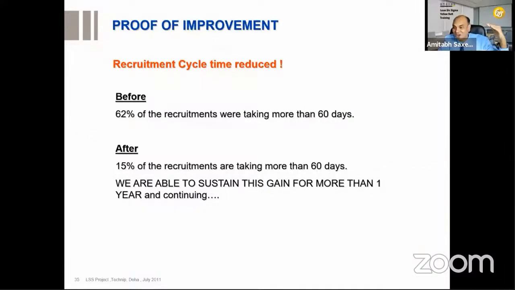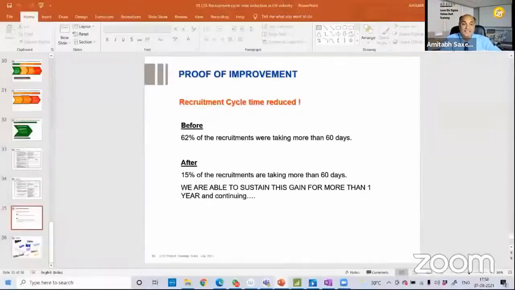So you have to sustain also. Sustenance is important. So you put some control systems like control plans, control charts. Control charts, I told you, we made a control chart, and let us observe our process on a regular basis and try to maintain it within control. And that is how you do an improvement project.